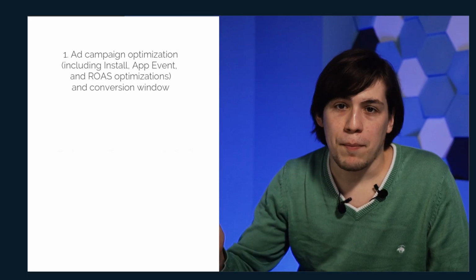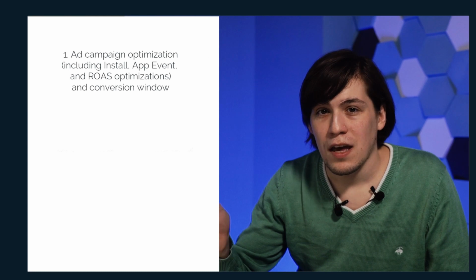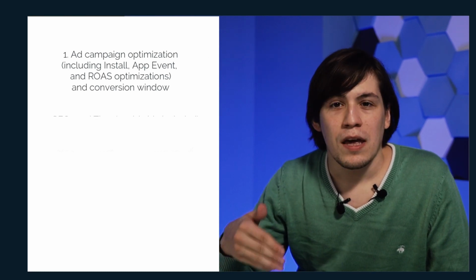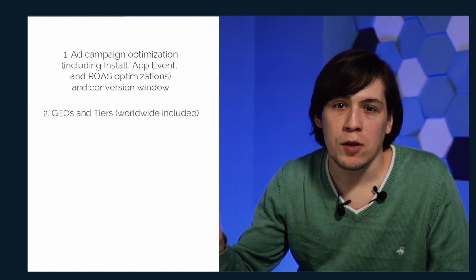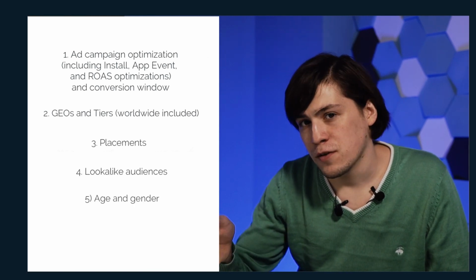The second rule suggests that the best way to find a performing setup is to prioritize testing broader settings. Here's our suggested tier list of settings ranked from most important to least. Campaign optimization, including install, up event, and ROAS optimizations, and conversion window. Geos and tiers, worldwide included, placements, lookalike audience, and age and gender.